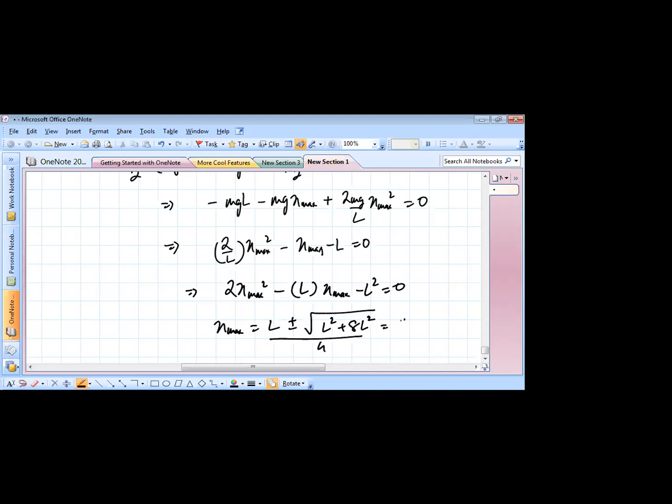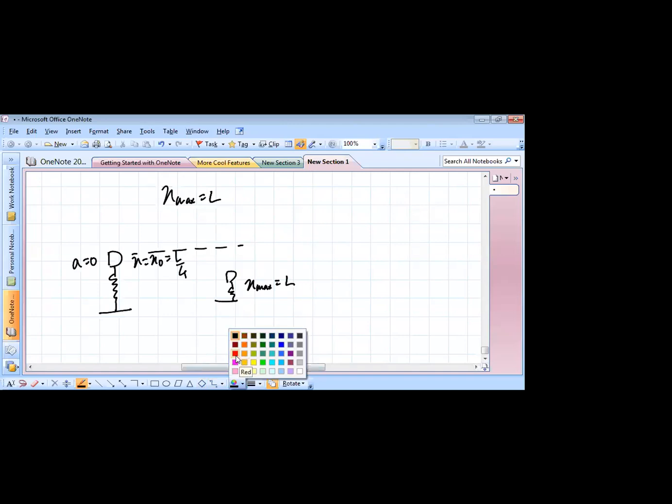Sir, x max will be l. x max is coming out to be l. Correct? Okay. So now look, your equilibrium position was how much? l by 4, when v was maximum. And your x max position was l. This is when v is zero, and this is when v is maximum. So what will my amplitude be? Amplitude is l minus l by 4, so 3l by 4.